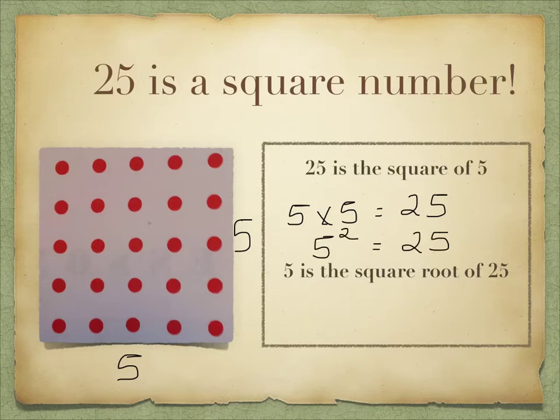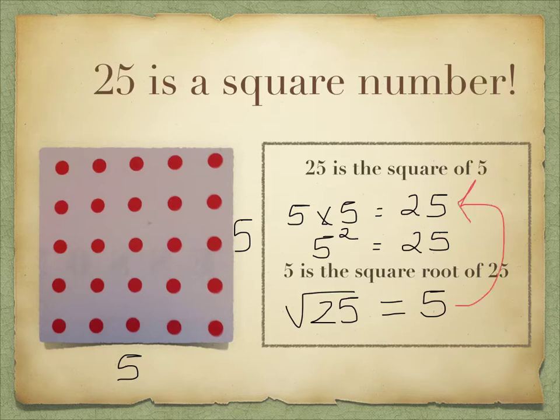Now if we want to work backwards, starting with 25, we say that 5 is the square root of 25. I know most of you have seen this symbol already: the square root of 25 equals 5. And what that tells us is this: 5 times 5 equals 25.